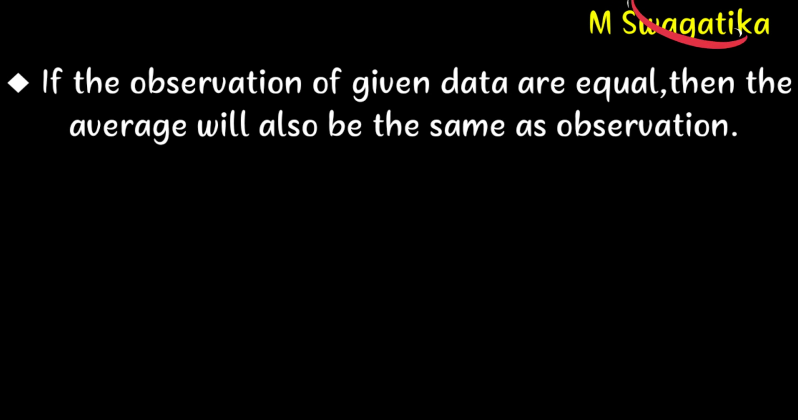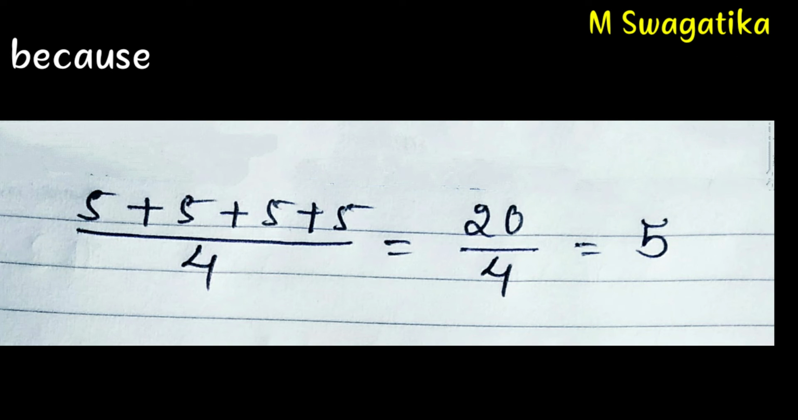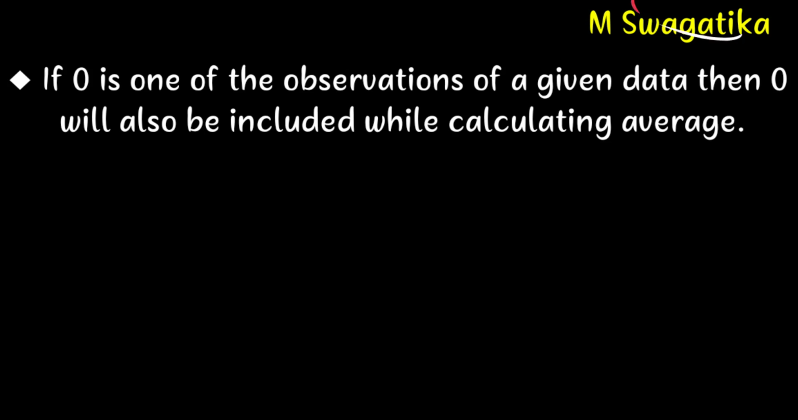If the observations of given data are equal, then the average will also be the same as the observation. For example, the average of 5, 5, 5 and 5 will be 5, because (5 + 5 + 5 + 5) / 4 = 20 / 4 = 5.